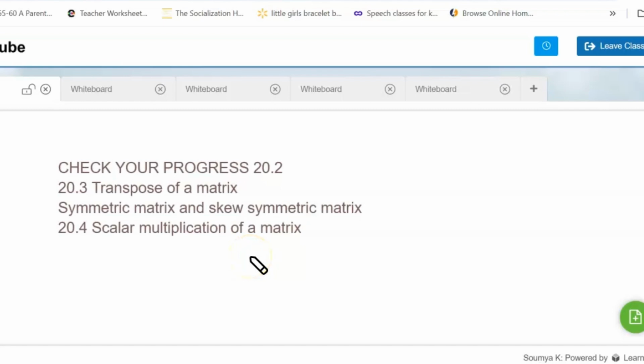In this video, we are going to discuss the NIOS mathematics topics. The topic included in this video is Check Your Progress 20.2. So we'll be discussing the questions and their answers. We will be learning the topic transpose of a matrix. Inside that, we can see symmetric matrix and skew symmetric matrix: what they are, how to identify them, and what their properties are. And the next one is scalar multiplication of a matrix. Okay, these are the topics included. We will be seeing that.